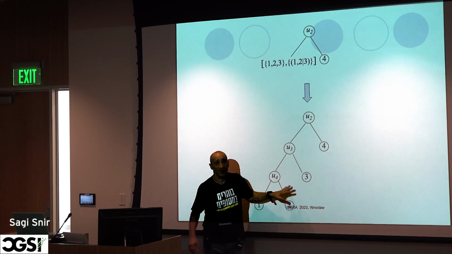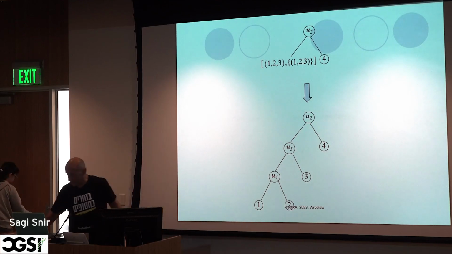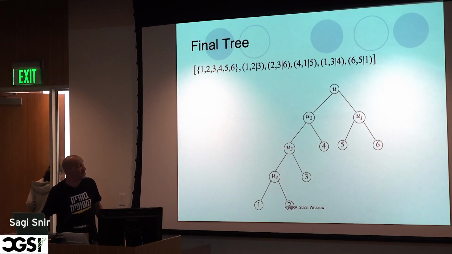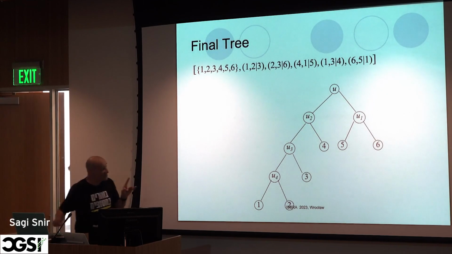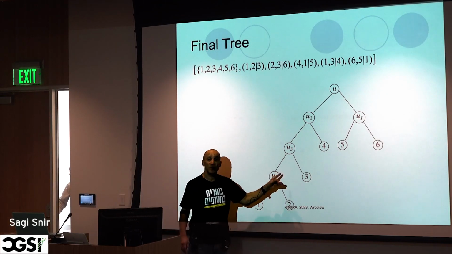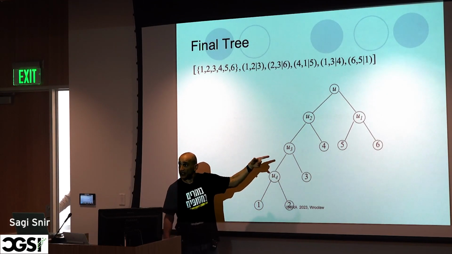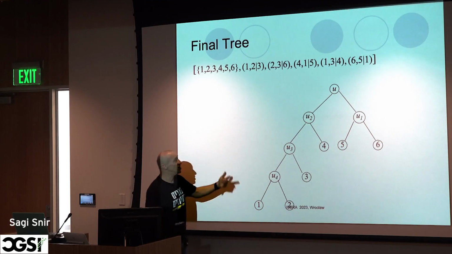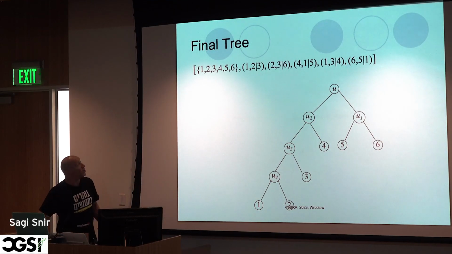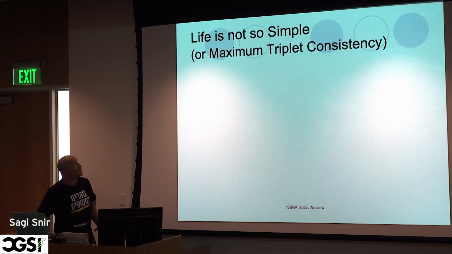This is what we have on the right side. And this is the entire tree, where every triplet is represented here. And you can check that later on. Okay, so life is not so simple, or maximum triplet consistency.